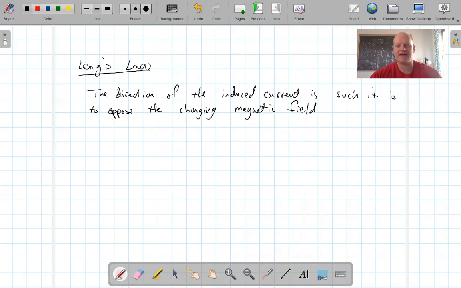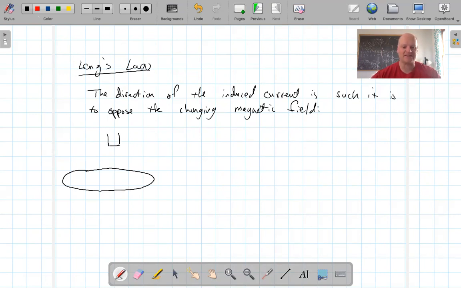All right, so what does that mean? So basically what that means is what? What really happens is the coil itself creates its own magnetic field, where that magnetic field is induced in such a way to oppose the changing external magnetic field or external magnetic flux. So what does that mean?